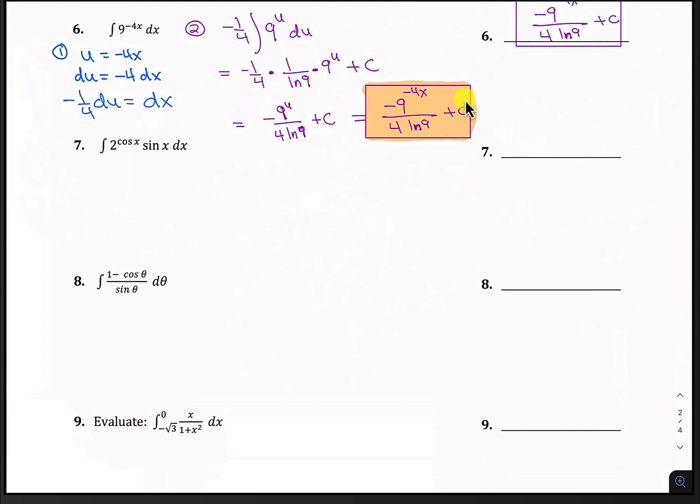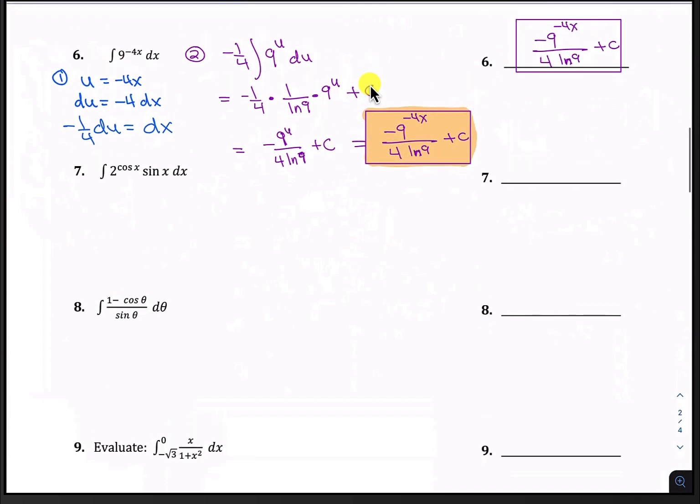And then of course we change the u back to negative 4x. So our final answer is negative 9 raised to the negative 4x over 4 times the natural log of 9 plus a constant. Now if you looked at another answer key, you'll notice that they went a couple of steps further than this, but that is not necessary. If you get this far, this would be enough for your final answer.